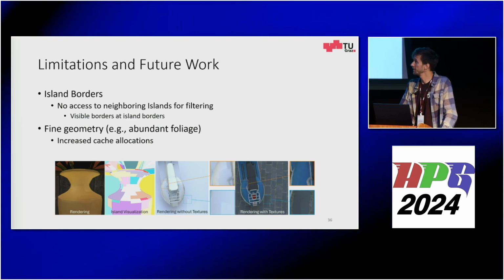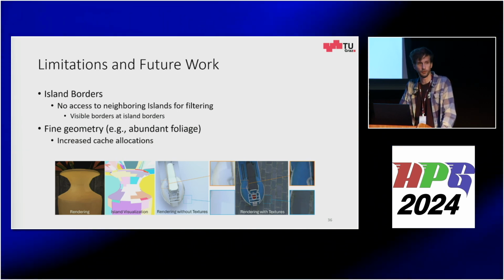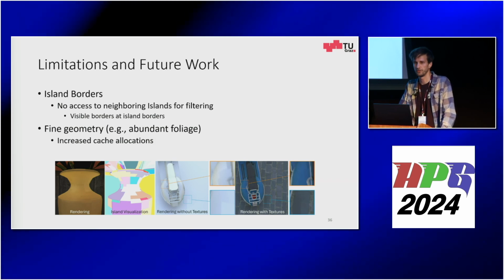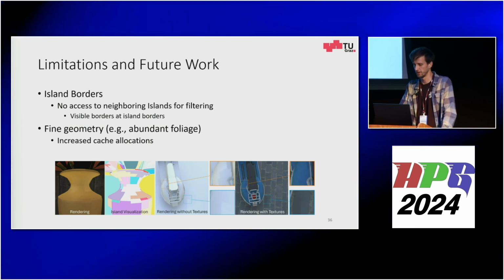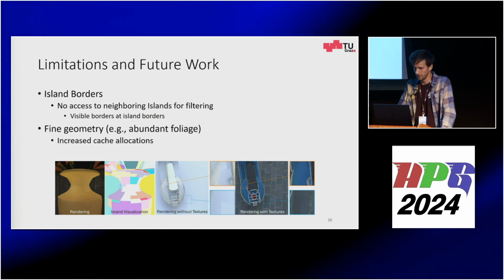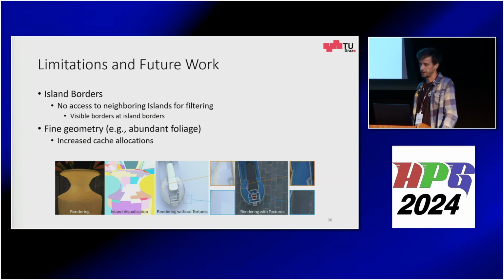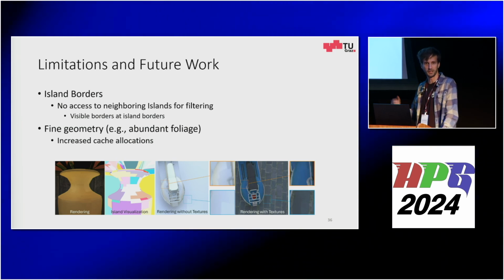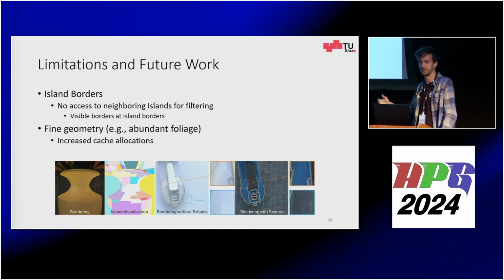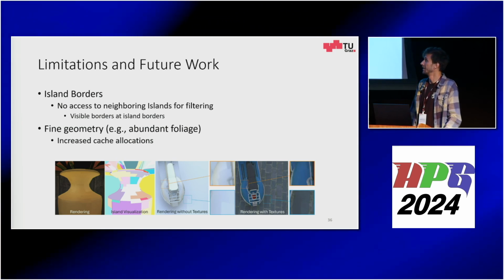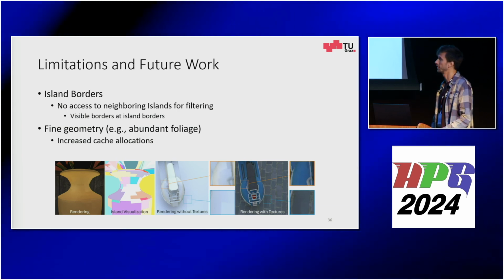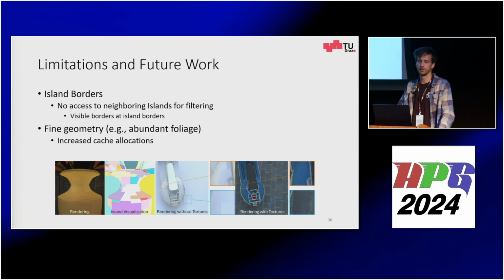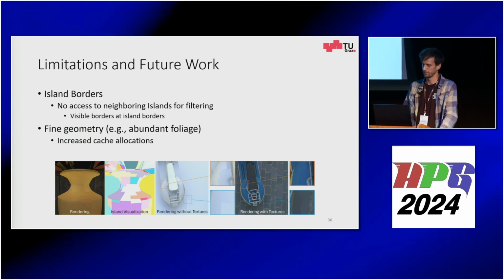Another limitation right now is handling of fine geometry, like foliage. So basically this is the bistro exterior scene where we saw the increased cache allocations. Since our approach now tries to allocate caches for every V-buffer pixel, having a lot of foliage and fine geometry basically leads to increased cache allocations there. And this would also be nice to do some further future work here, somehow to reduce those allocation-heavy cases.